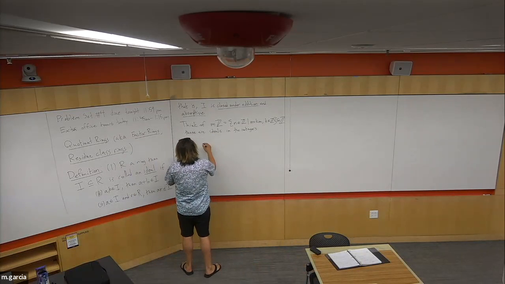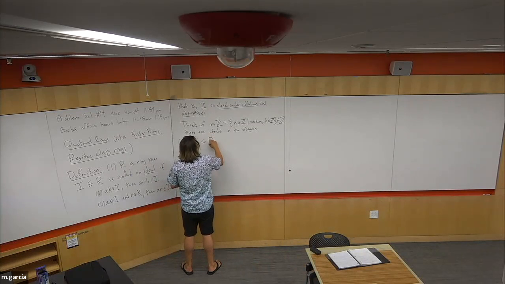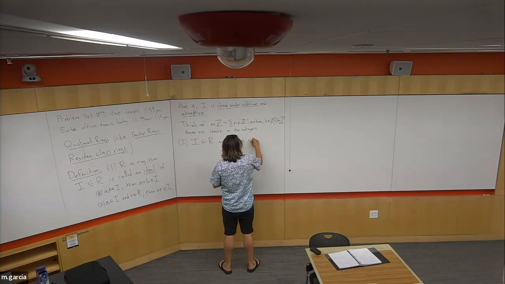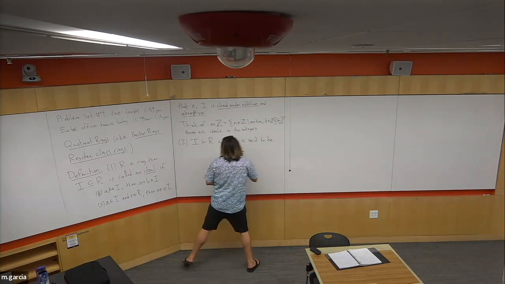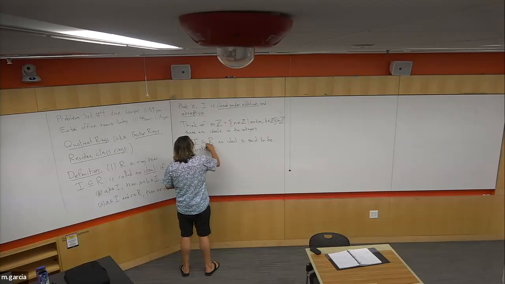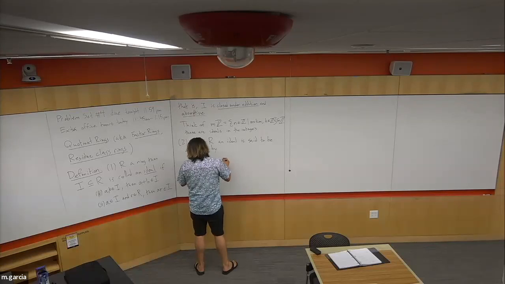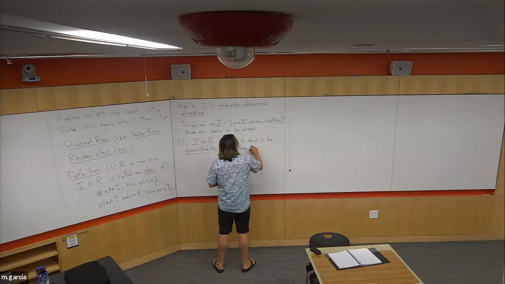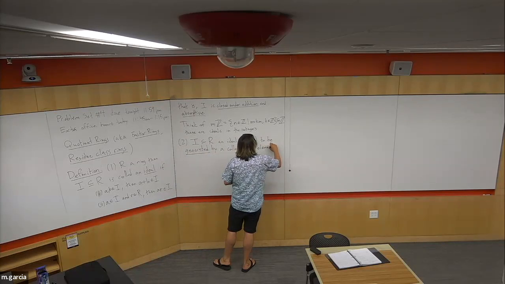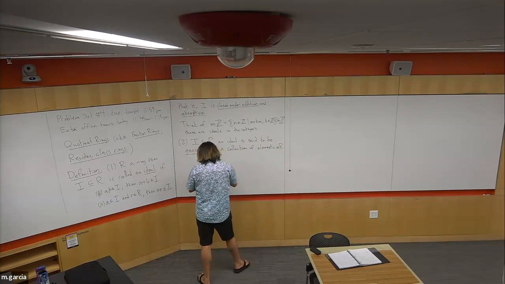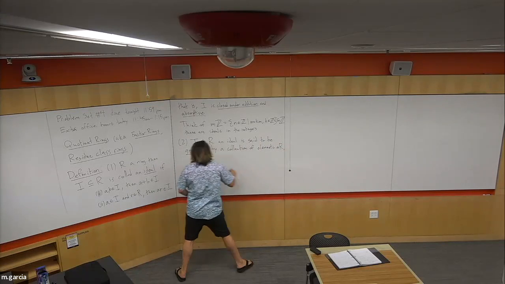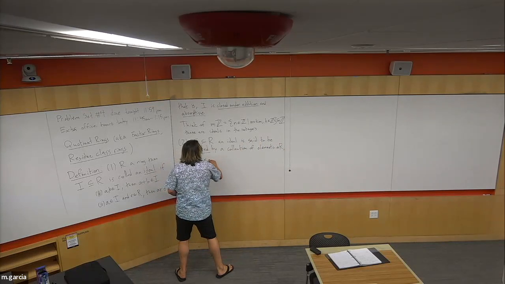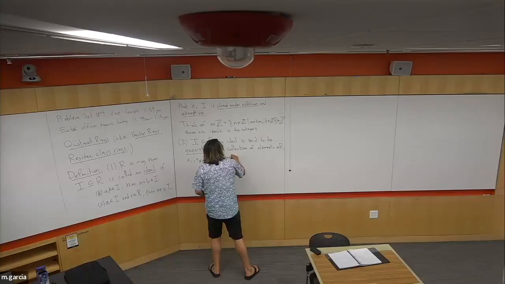Okay, so definition 2. I, a subset of R, an ideal, is said to be generated by a collection of elements in R. Call them x1, x2, x3, and so on. This is a possibly infinite collection of elements.